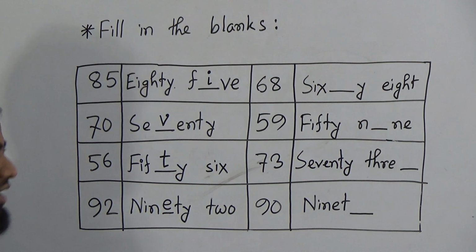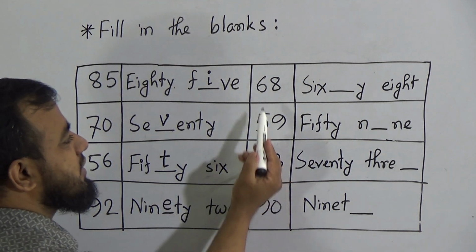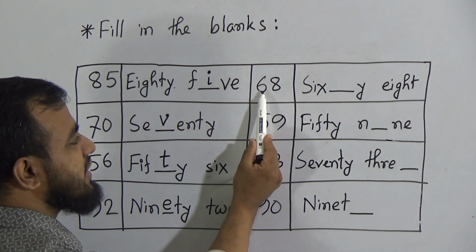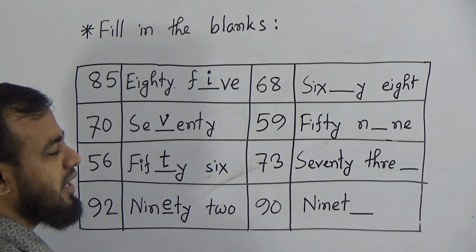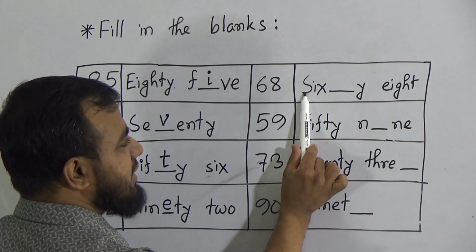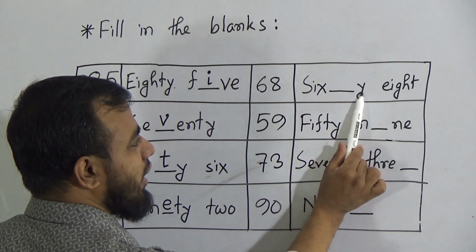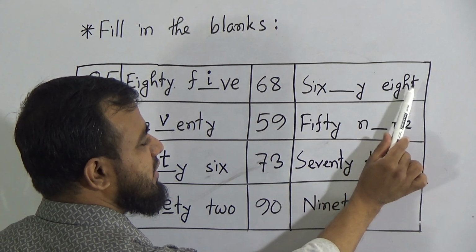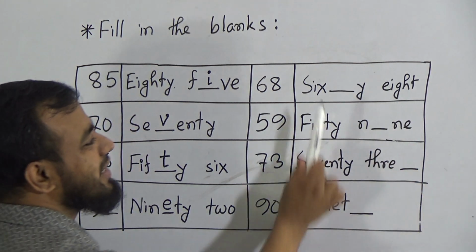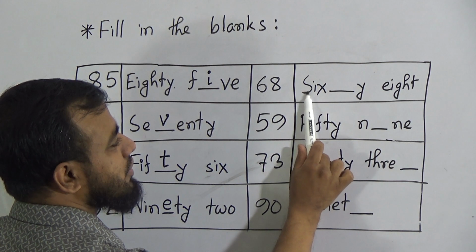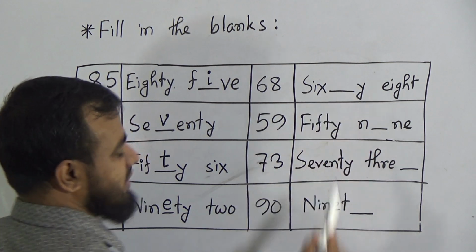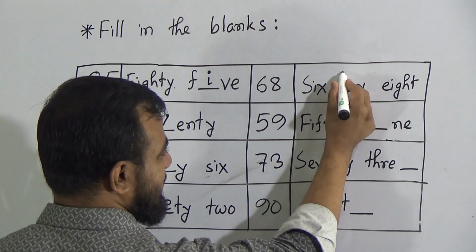Our next blank is in the right side top. It's 6 and 8. The number is 68. 6 and 8 makes the number 68. And the spelling of 68 is S-I-X-T-Y, 60, E-I-G-H-T, 8. Yes, my dear students, that means this blank will be filled up with the letter T, because S-I-X-T-Y, 60. So write it down, T.